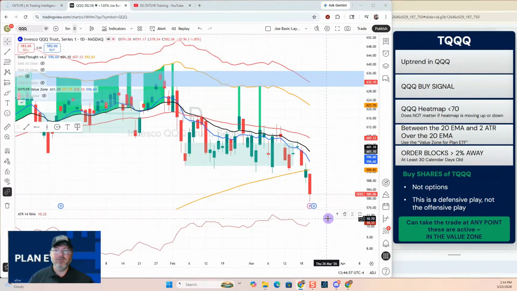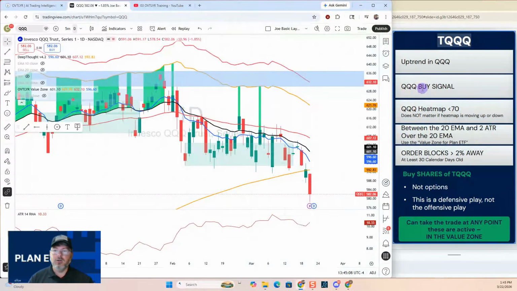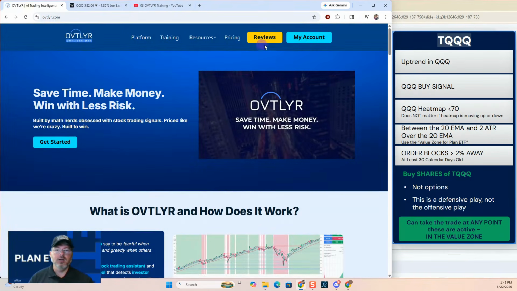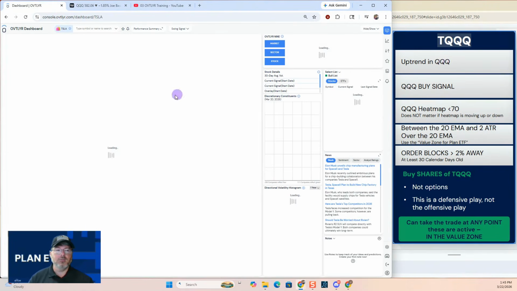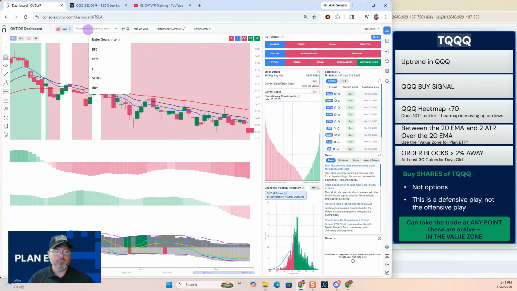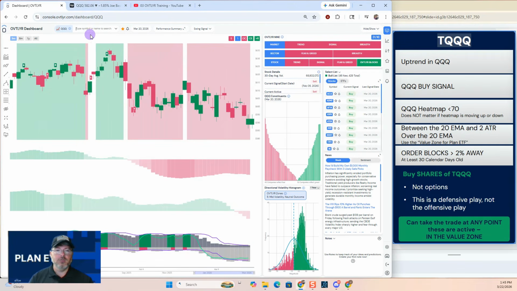All right. If we look at the signals for Plan ETF, let's focus in on the Qs. Now, TQQQ is the leveraged ETF that he uses, but QQQ is where he gets the signals. So let's hop over to Outlier and see if we can find out if Qs are in an uptrend at the moment. So the first thing we're going to want to do is go to the dashboard, type in QQQ, because again, we need to see our signals based on triple Q.